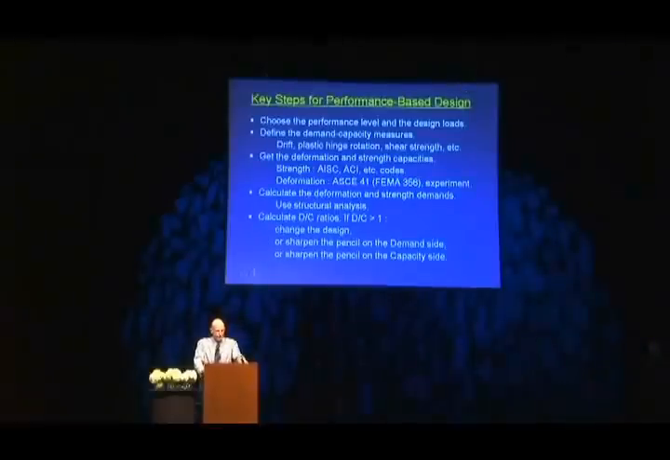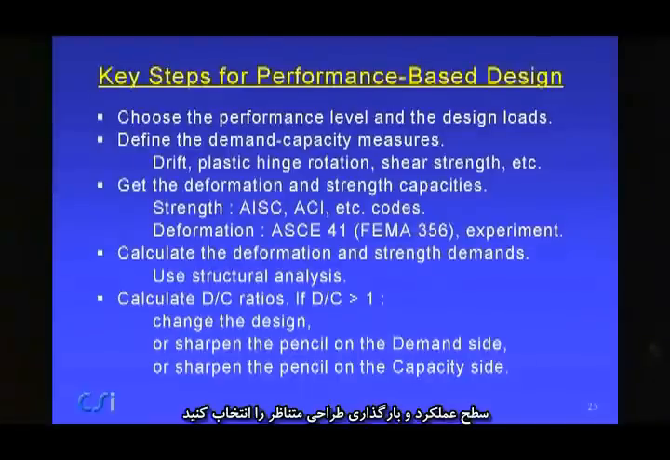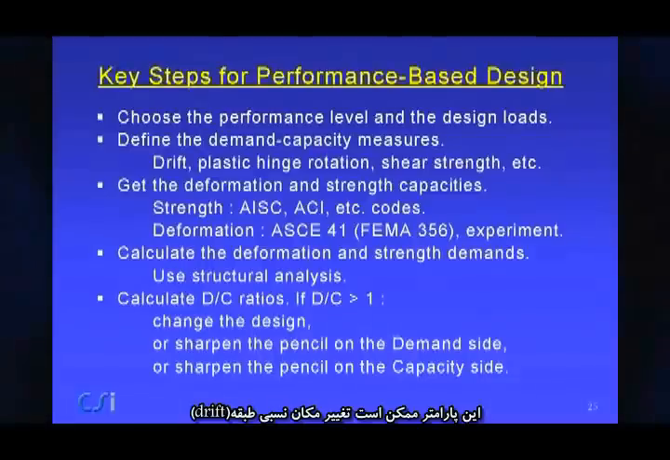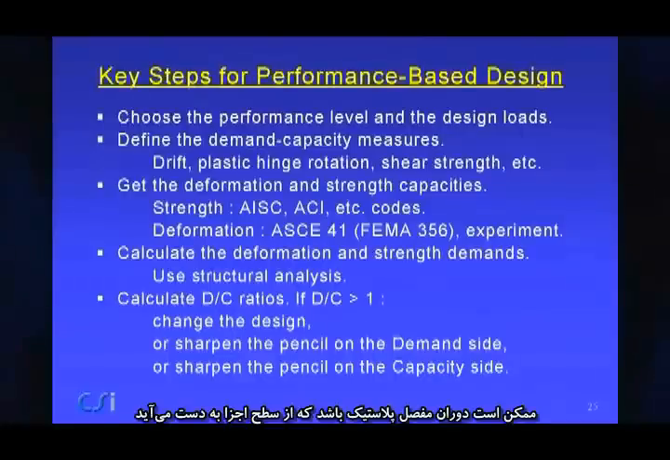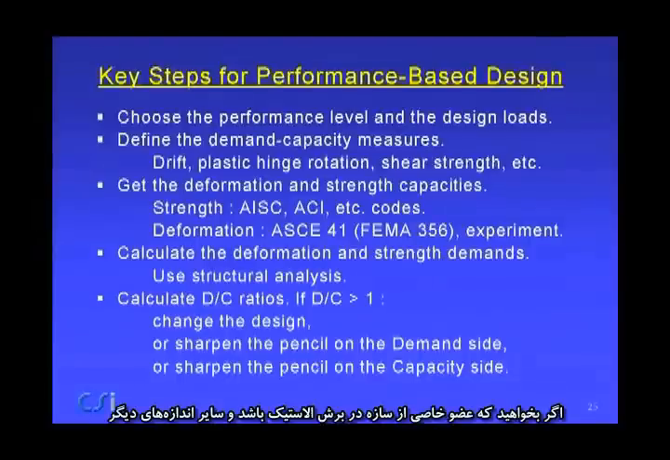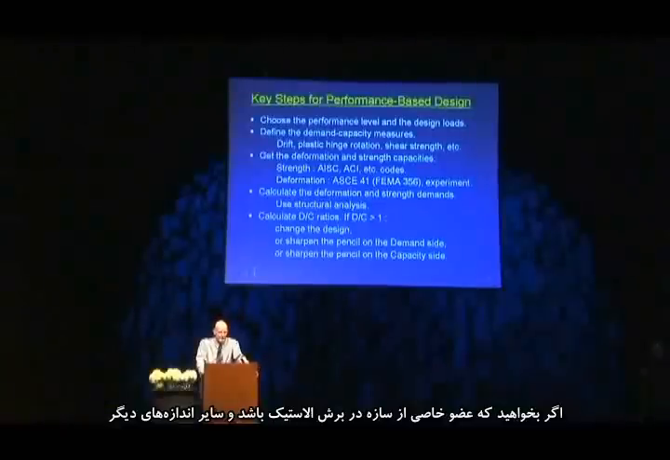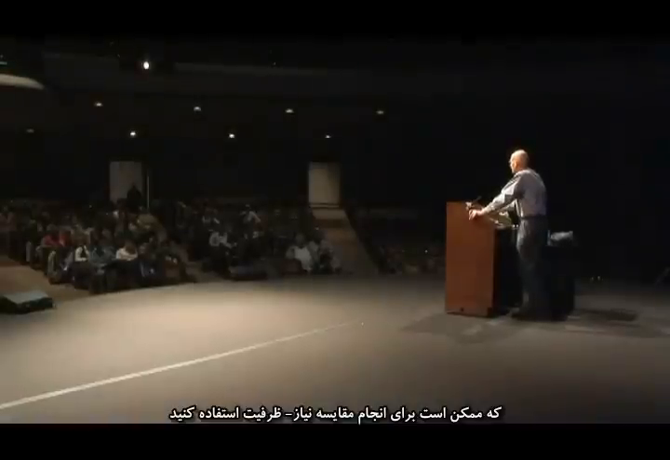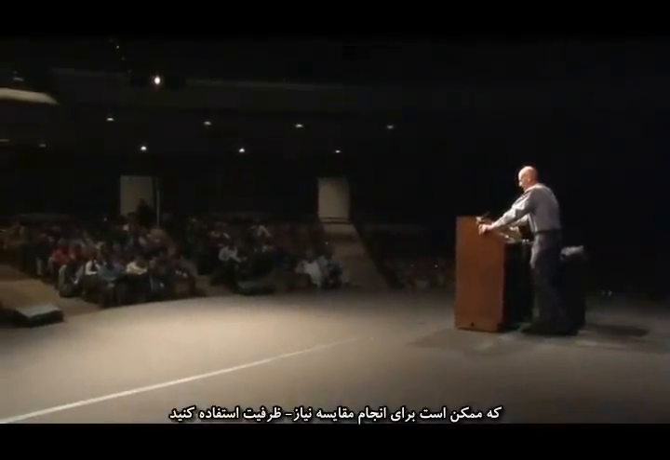Key steps: choose the performance level and the corresponding design loads. Define the demand capacity measures or the engineering performance measures. Engineering decision parameters is another term which is used, EDPs. This could be drift, which is sort of a structure property. It could be plastic hinge rotation, which is getting down to the component level. It could be shear strength, if you want a particular beam, for example, to remain essentially elastic in shear. And there would be many other measures that you would use for doing demand capacity comparisons.